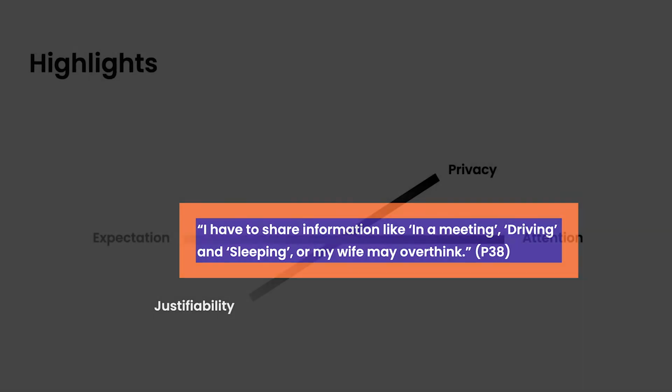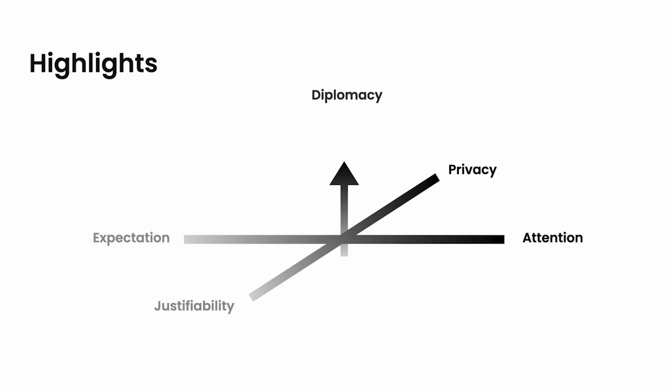Finally, we found that on top of these two tensions was how diplomatic people want to be when they disclose their use of restrictions. This described a need for being socially connected. They wanted to disclose their restriction in a polite way so that people wouldn't think that they were unapproachable and hard to reach.